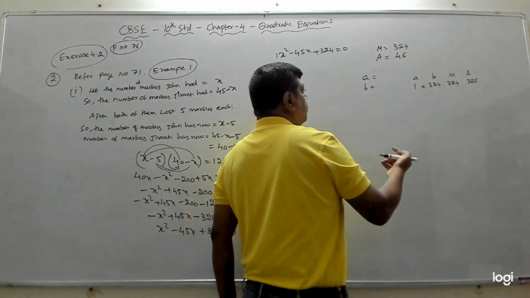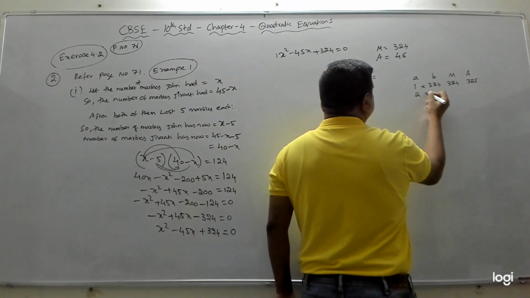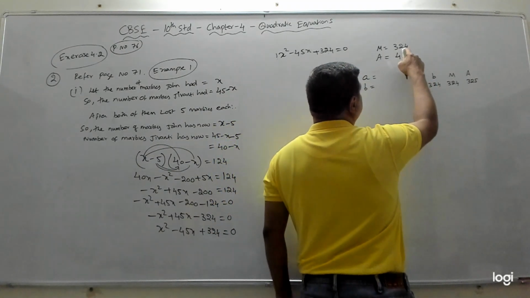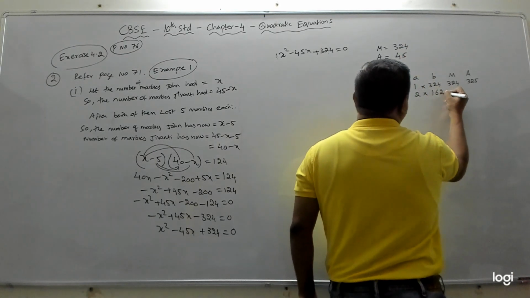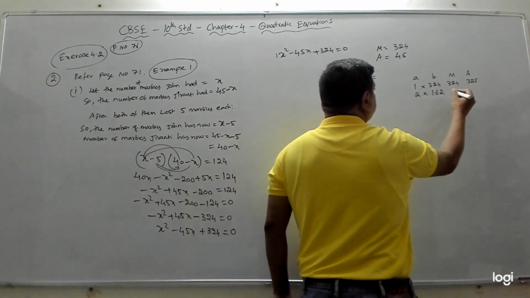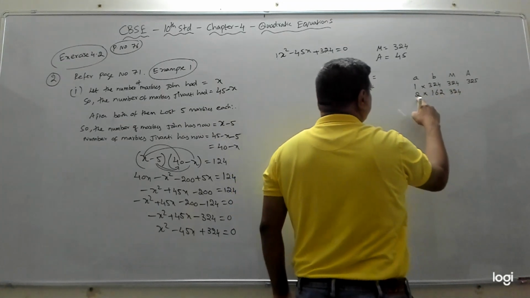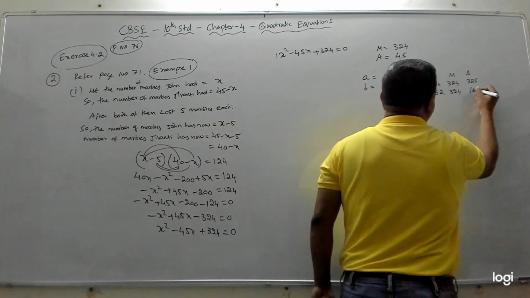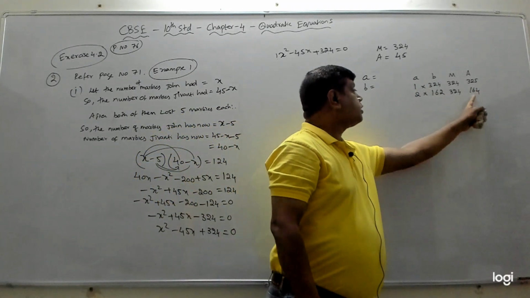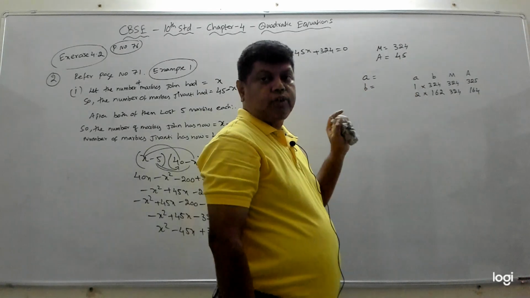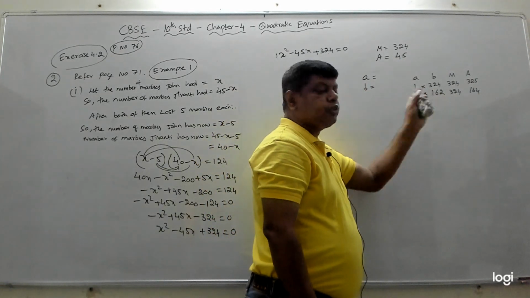Again, let's do with 2 into, because this 324 is divisible by 2. So 2 into what? 162. 2 into 162 gives you 324. 2 plus 162 gives you 164. So multiplication is 324, addition is 164, but we need addition as 45. So these two numbers also won't work. 2 and 162 will not work.